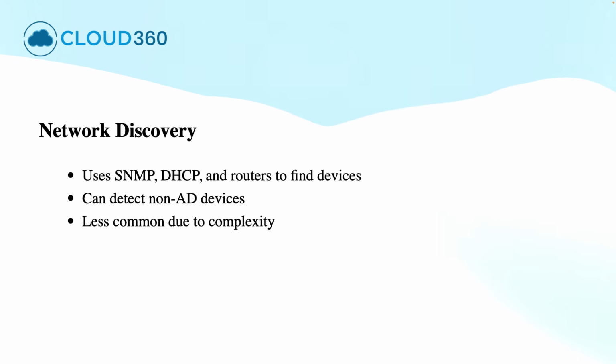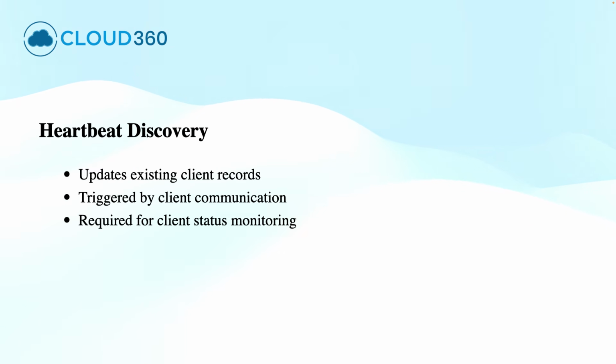Network Discovery scans the network using protocols like SNMP, DHCP, or some other protocols. It is capable of finding non-domain joined devices. While it is powerful, it is not commonly used due to the complexity and the potential network impact. The Heartbeat Discovery is unique because it doesn't discover new clients. Instead, it updates the existing records in SCCM whenever a client communicates. It is essential for the client's health monitoring and removing the stale records from the database.